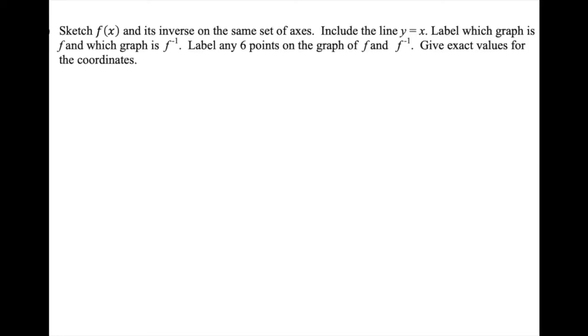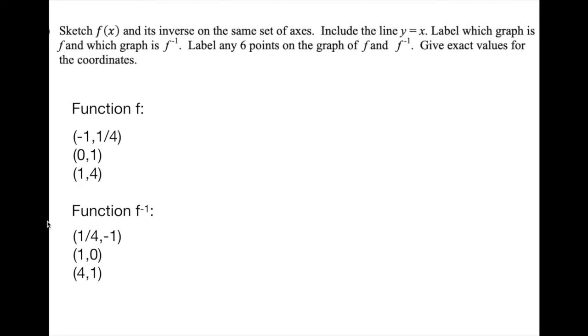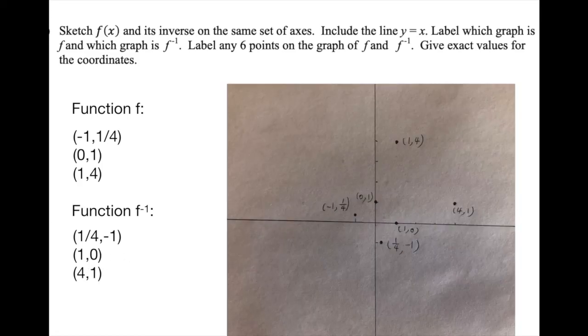For part C, they want to sketch f and f inverse and include y equal to x. For the 6 points I choose, again, I want to choose the points with small numbers, which is easier to draw. So for the original function, I choose the first 3 rows. For the f inverse, I also choose those 3 rows. And then I want to sketch them on the picture. For the original function, first point, negative 1, 1 over 4, it is here. And 0, 1, it should be here. And for 1, 4, it is up here.